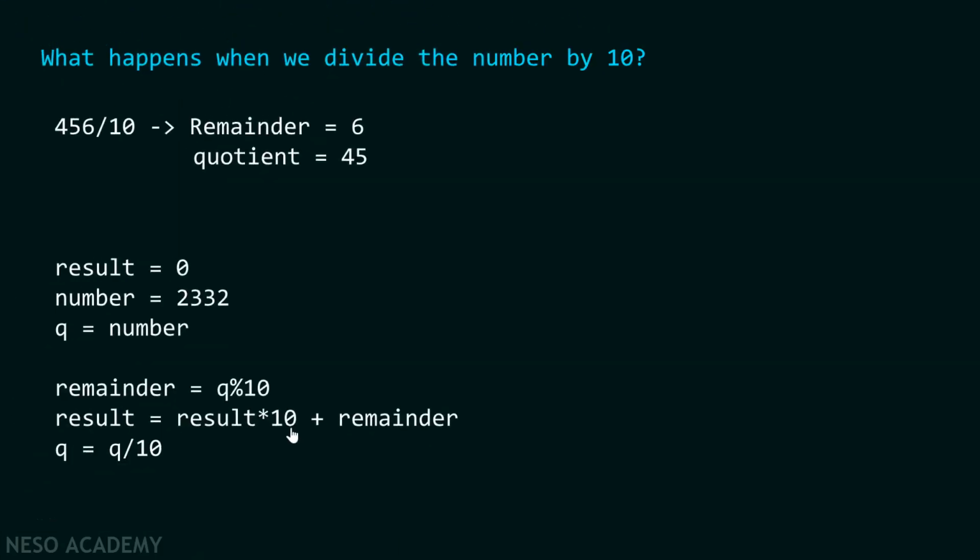Now definitely the final step is to check whether the result is equals to the actual number or not. And if it is equals to the actual number, then the number is palindrome. Otherwise it is not a palindrome.